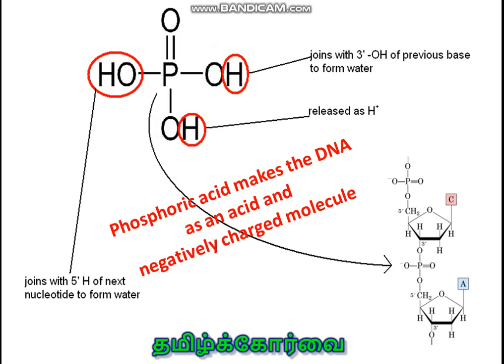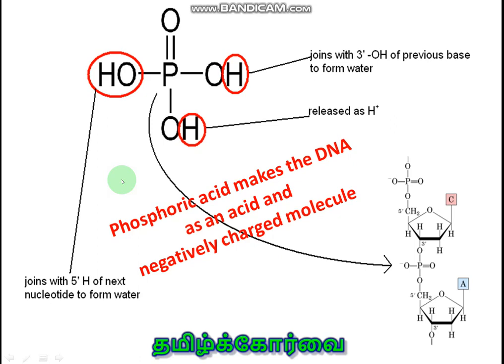This oxygen establishes an ester bond with the previous carbon, the 3 prime carbon. And also this OH establishes an ester bond with the following ribose sugar. By removal of the hydrogen, as it yields hydrogen, it becomes acid. DNA also becomes acid, and as the protons go out of the molecule, the DNA also becomes a negatively charged molecule.